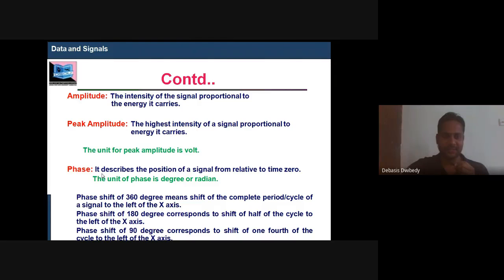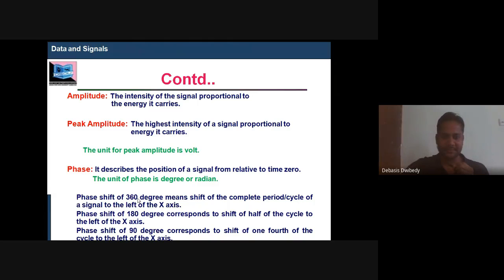The phase describes the position of a signal relative to time zero. And the unit of phase is degree or radian. The position of a signal, we will discuss just in the next slides. The position of a signal relative to time zero, this is your phase. And the unit of phase is degree or radian.